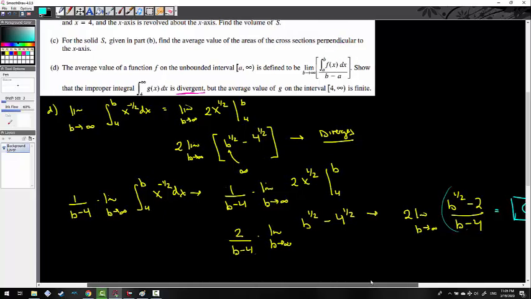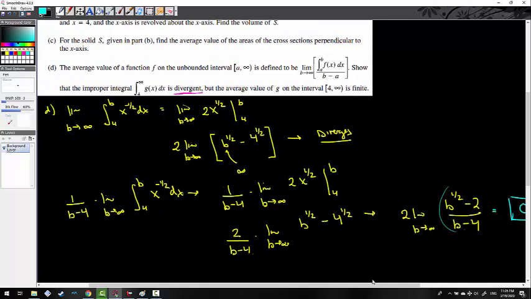So that's it for this FRQ. Again, somewhat straightforward, I think. But again, feel free to post in the comments. If you have any questions, let me know. I will get back to you guys.